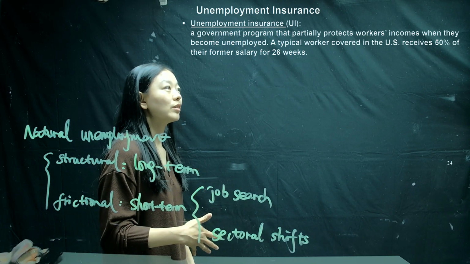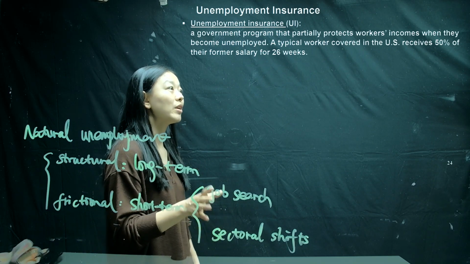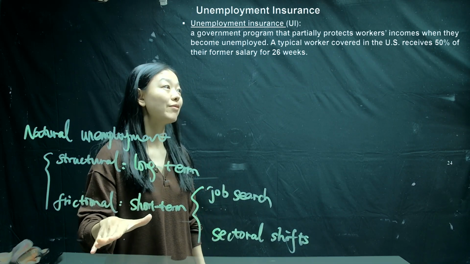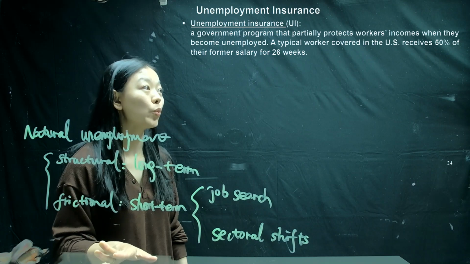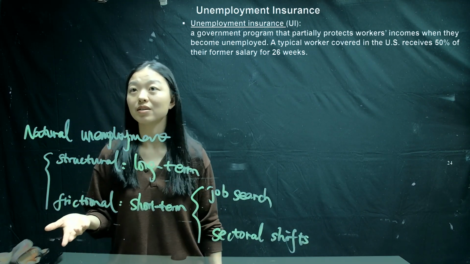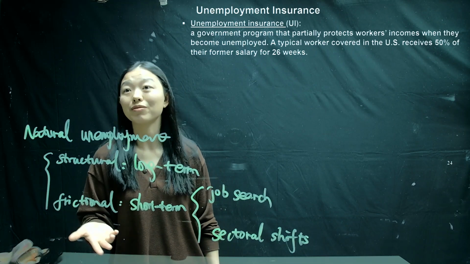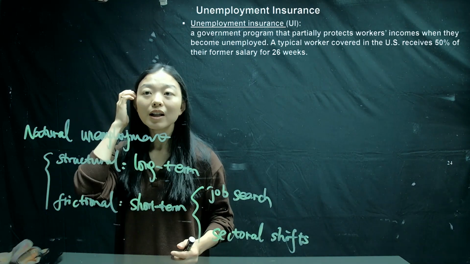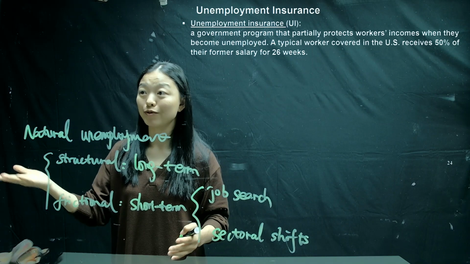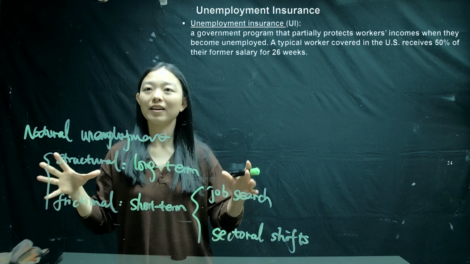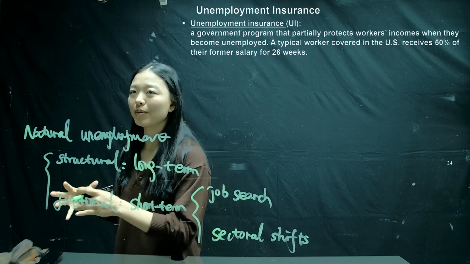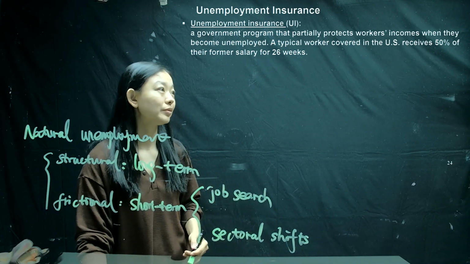A typical worker covered in the US can receive 50% of their former salary for 25 weeks. Oh, sorry, for 26 weeks. So you can see 26 weeks, nearly 7 months, or 6.5 months. So if you become laid off, unemployment insurance can cover 50% of your former pay for nearly 6.5 months, and that will give you some income security. You don't need to worry about income while you're looking for a job.